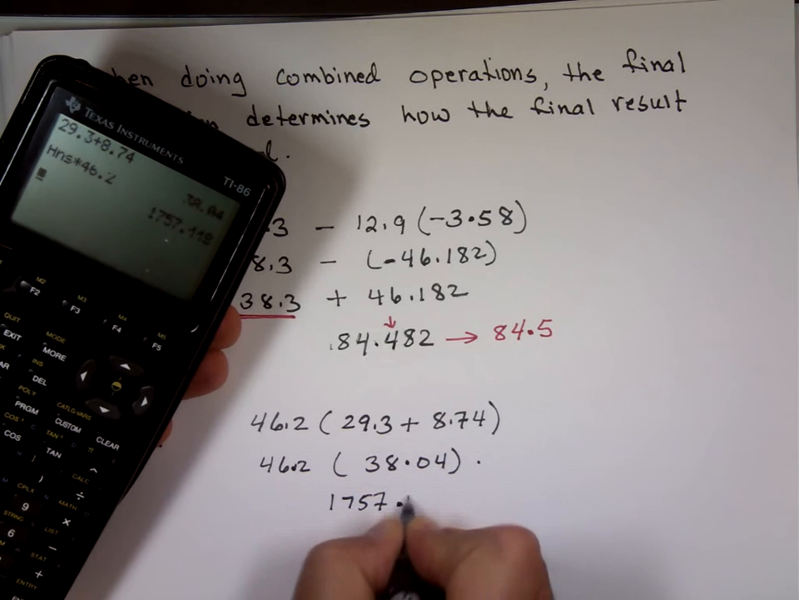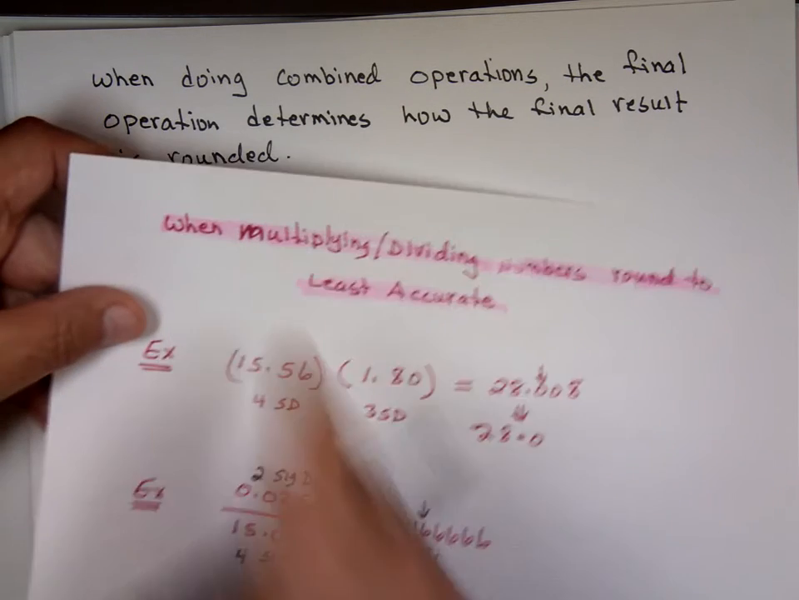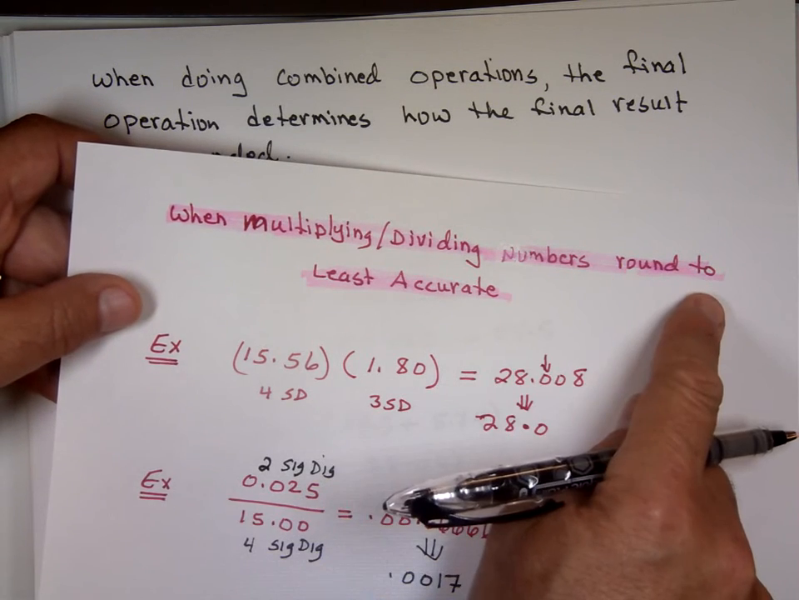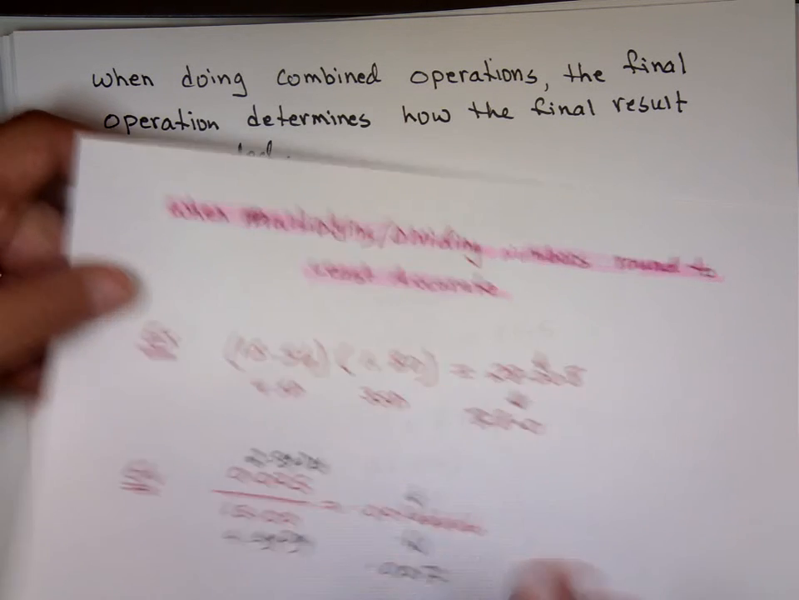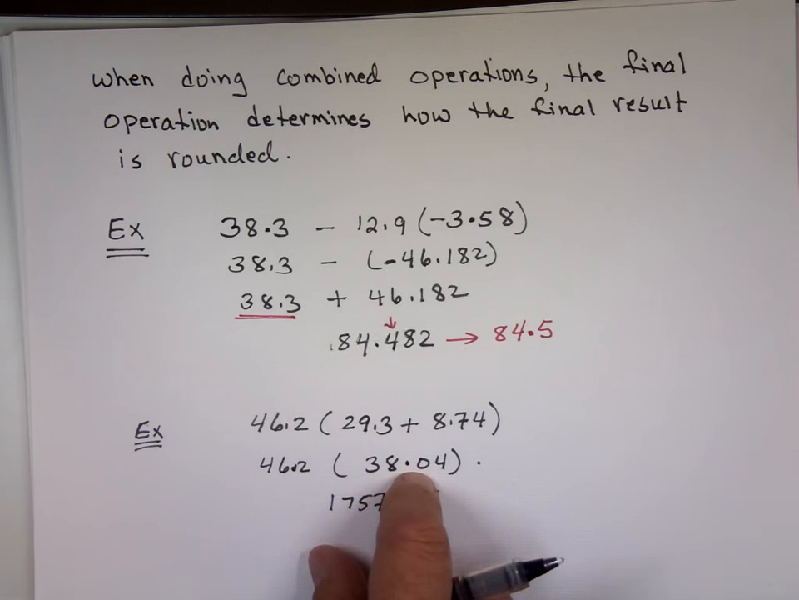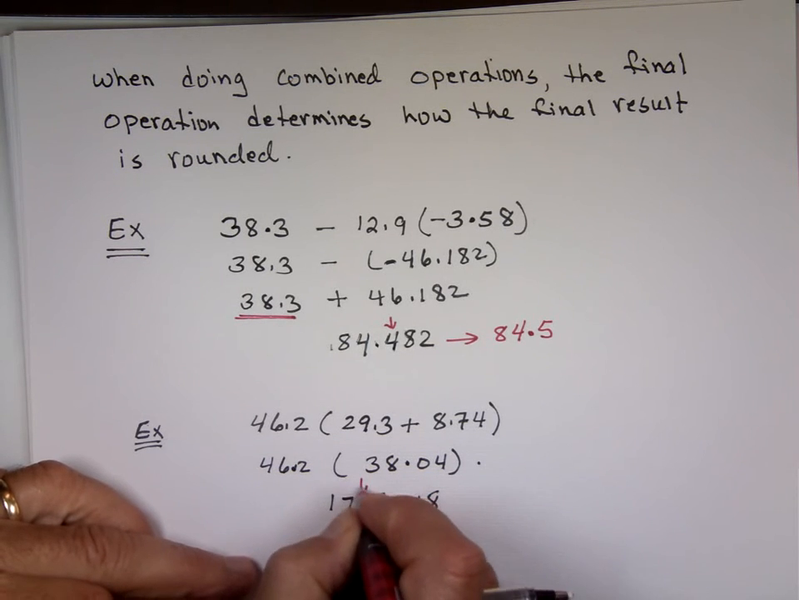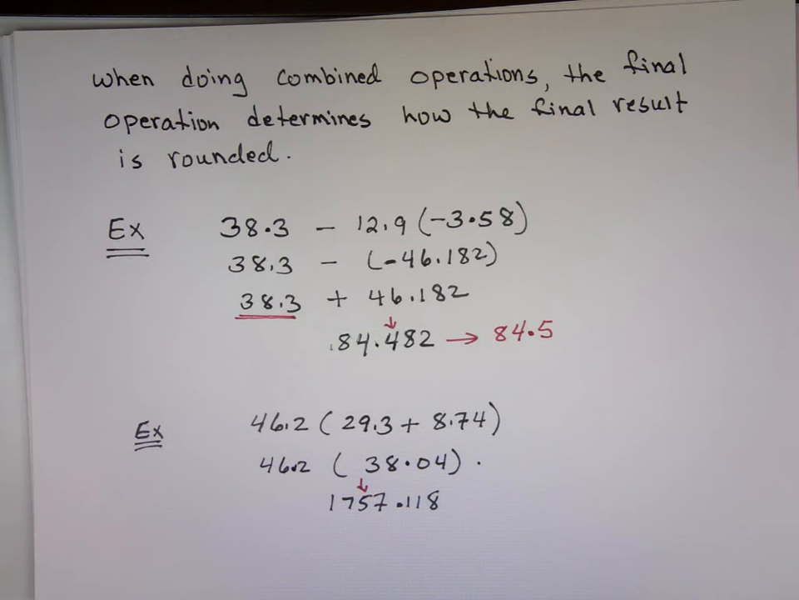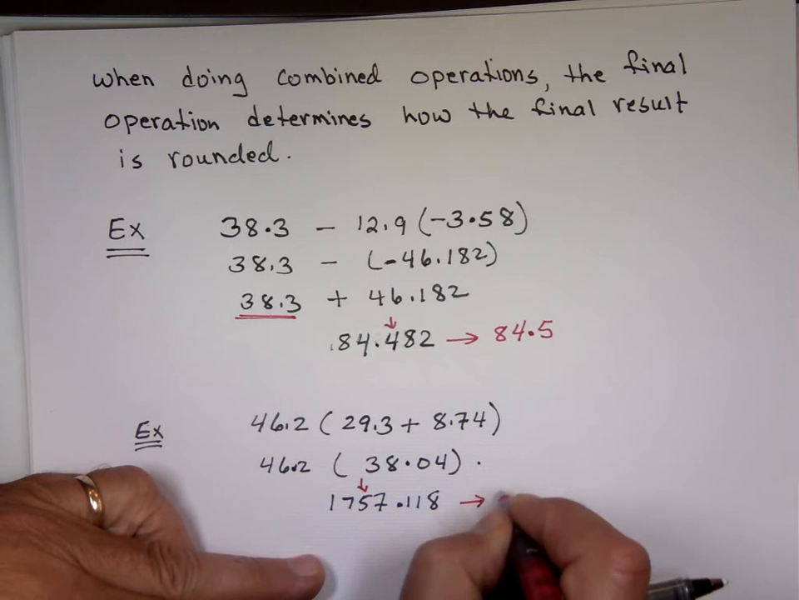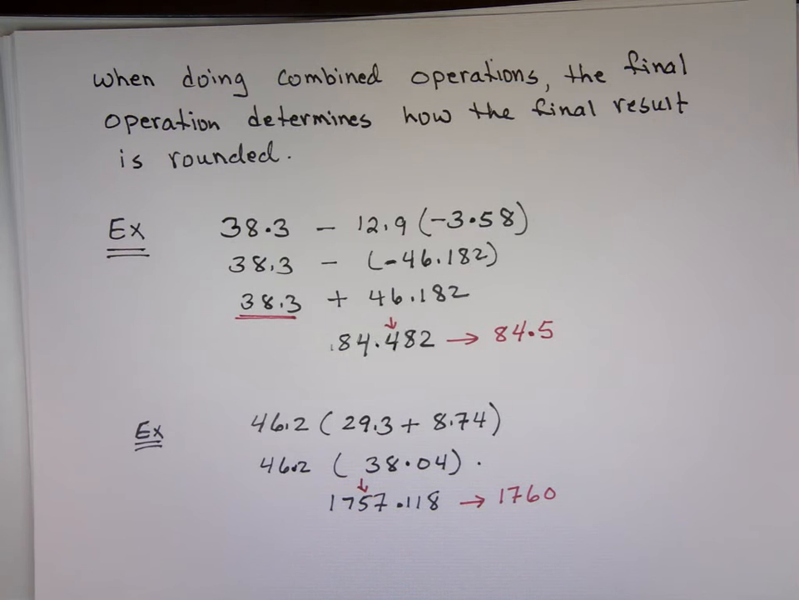Your answer is 1757.118. Now let's remember again, when multiplying or dividing numbers, round to least accurate. Accuracy is the number of significant digits. How many significant digits here? 3. How many here? 4. My answer should have 3 significant digits. That's my third significant digit, the 5. I look at the next number, is that 5 or more? Yes, add 1. My answer is 1760, 3 significant digits.